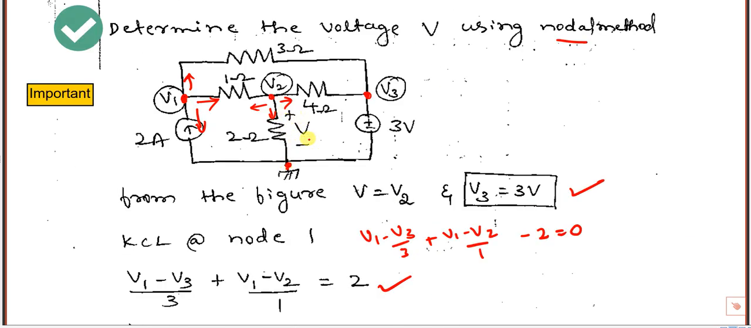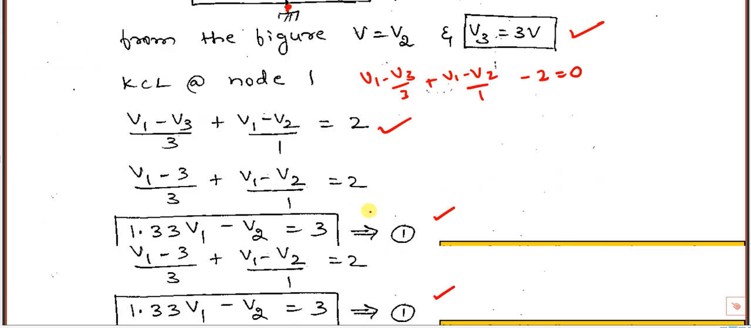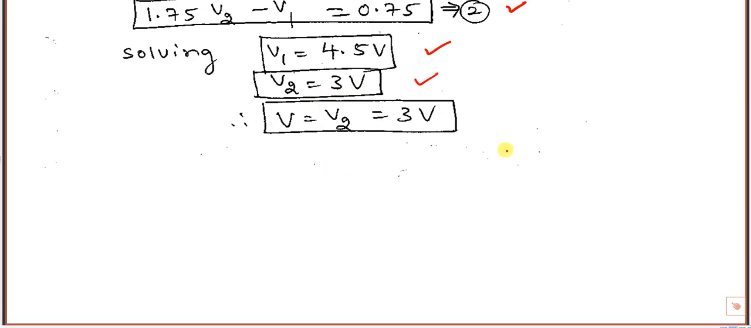They ask to find V here. This V is nothing but your V2. So what V2 did we get? 3 volts. So 3 volts is the answer.